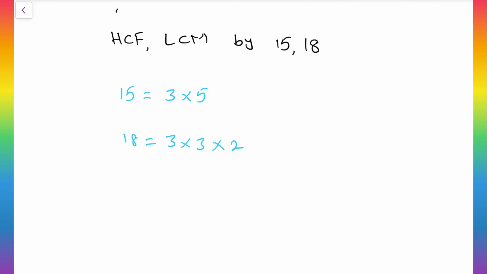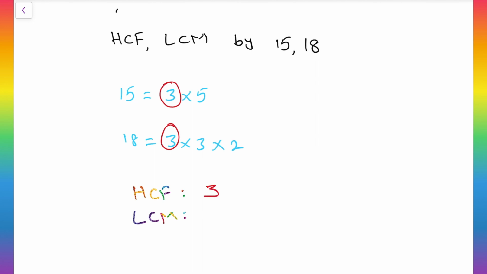Now let us find out the HCF as well as LCM of these two numbers. First, I will go with the HCF, then I'll come to the LCM. First check the common numbers. Here 3 and 3, only 3 is common. So in HCF 3 will be there. So HCF is 3, finished.